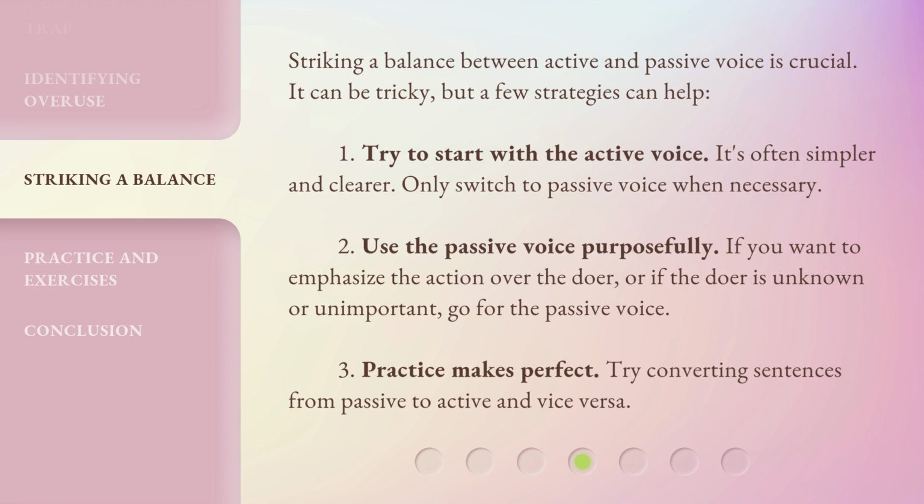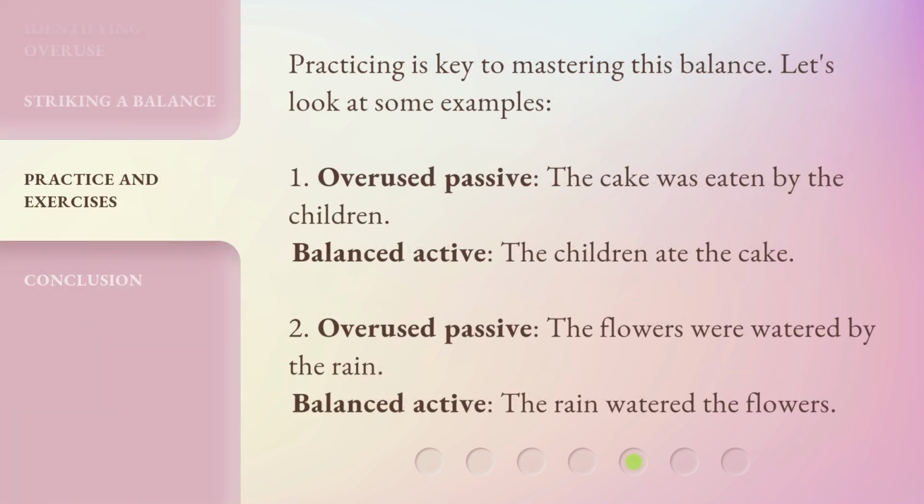2. Use the passive voice purposefully. If you want to emphasize the action over the doer, or if the doer is unknown or unimportant, go for the passive voice. 3. Practice makes perfect. Try converting sentences from passive to active and vice versa. Practicing is key to mastering this balance.